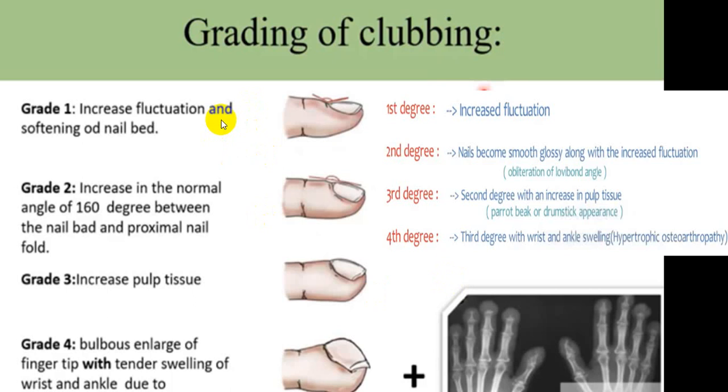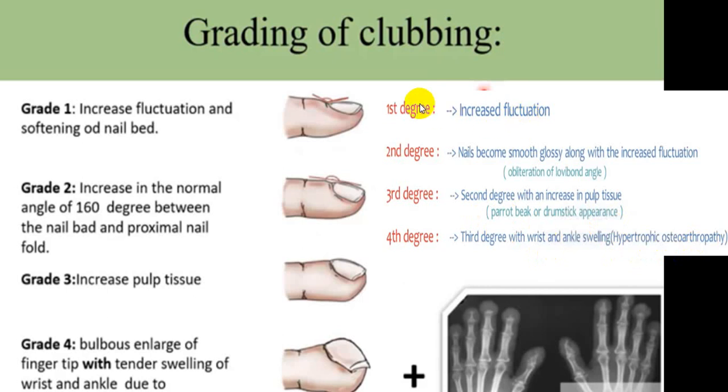We already mentioned before, stage 1 fluctuation, stage 2 fluctuation will be present with Lovibond sign, stage 3 parrot beak appearance or drumstick appearance, and stage 4 parrot beak appearance, drumstick appearance with hypertrophic osteoarthropathy. That is stage 4. So very easy.